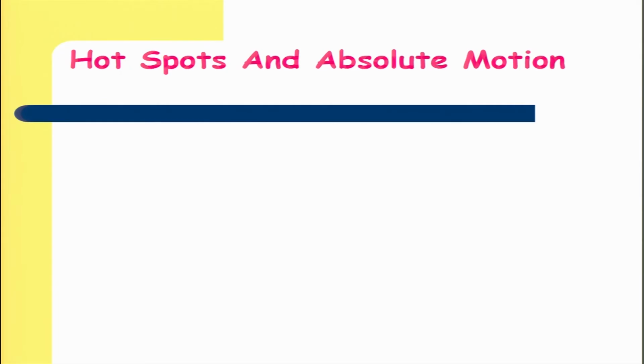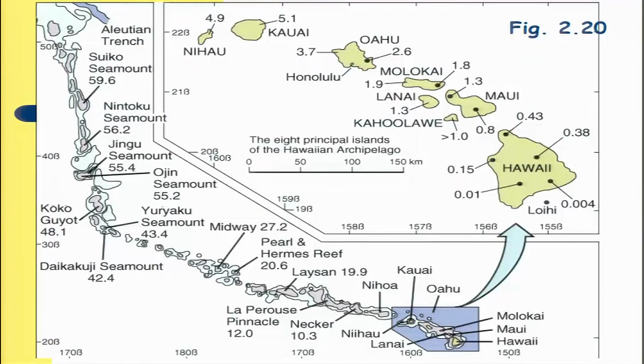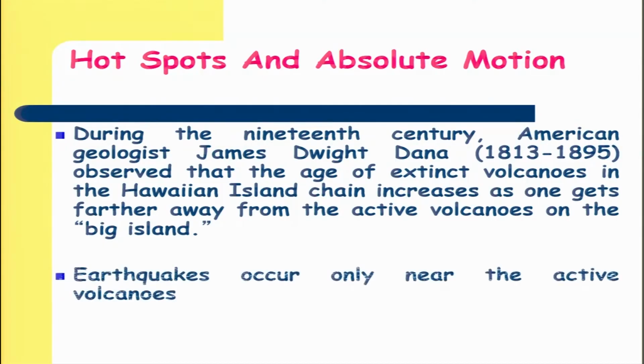Now, hotspot and absolute motion. During the 19th century, American geologist James Dana observed that the age of extinct volcanoes in the Hawaiian island chain increases as one gets farther away from the active volcanoes on the big island. So this is the big island which they have marked. If they move away, then they found that the ages are increasing. Okay. Earthquakes occur only near the active volcano.